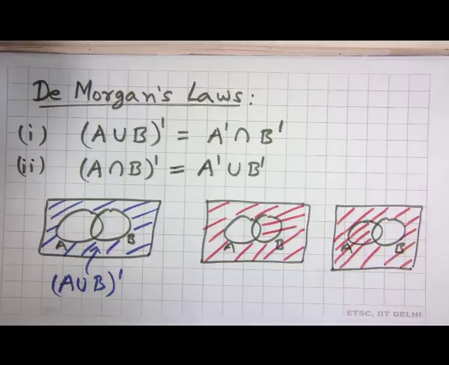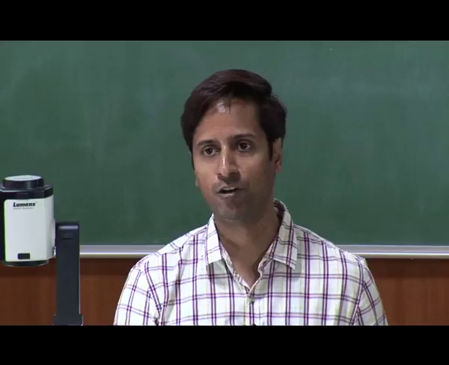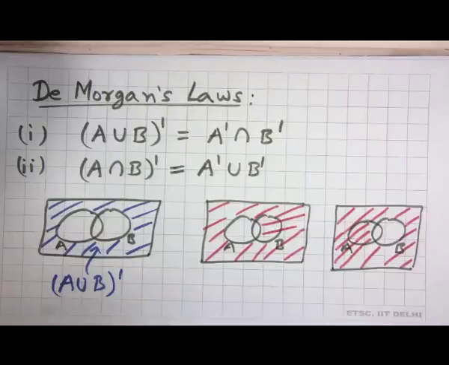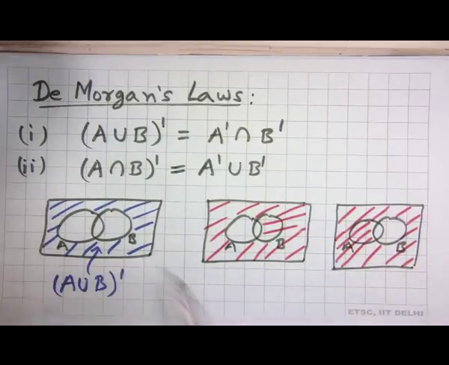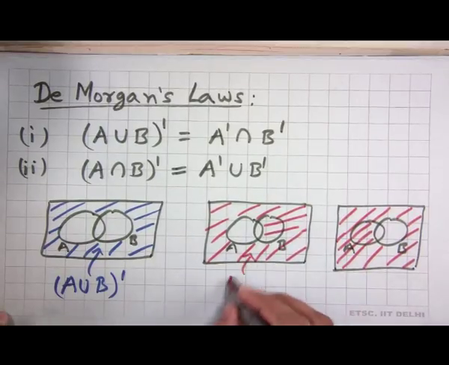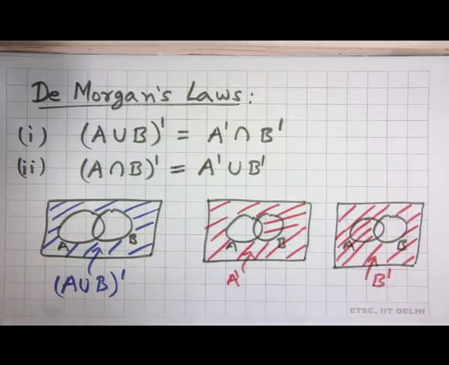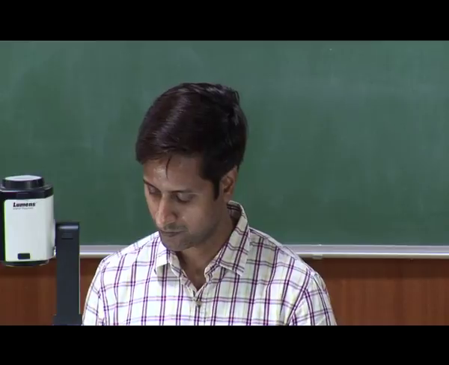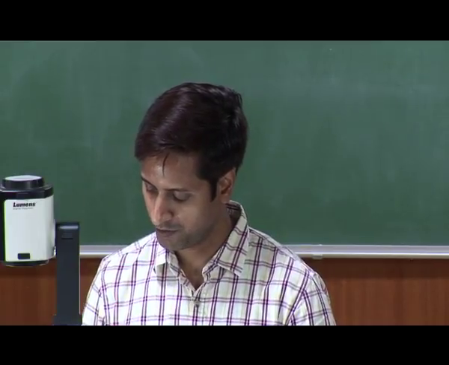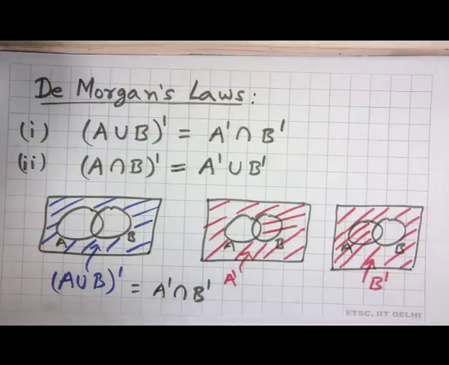Now, if you see, the intersection of the elements which are common to these two red ones is exactly equal to the blue one. So, this is our A complement, this is our B complement, and this is equal to A complement intersected with B complement.